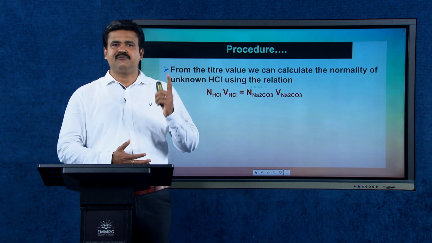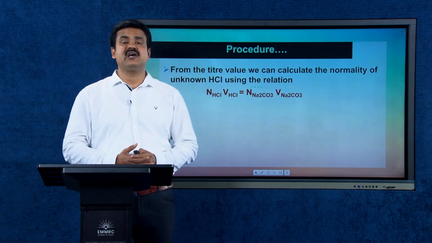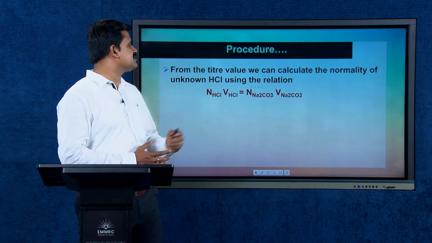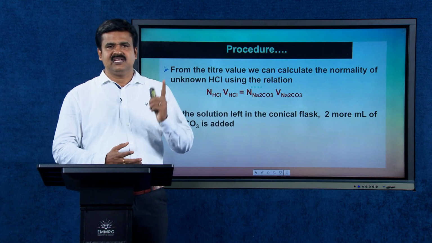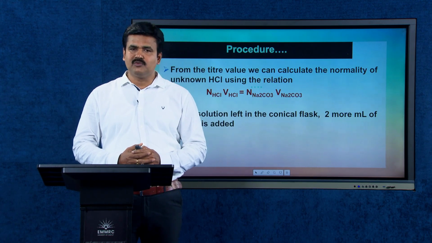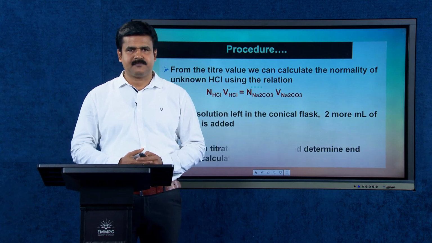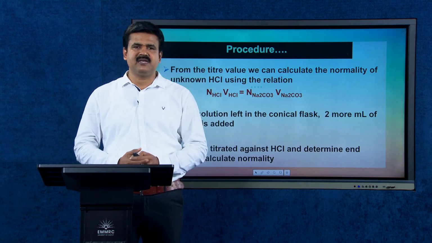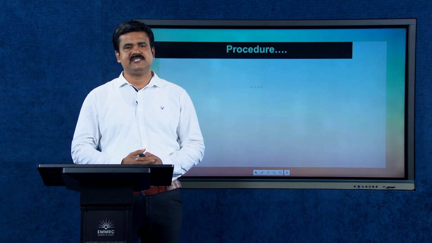Now, from the titer value, we can calculate the normality of the unknown hydrochloric acid using the relation N_HCl × V_HCl = N_Na2CO3 × V_Na2CO3. To the solution left in the conical flask, 2 more ml of sodium carbonate is added from the other burette. It is again titrated against HCl, and the end point is determined and the normality is also calculated.